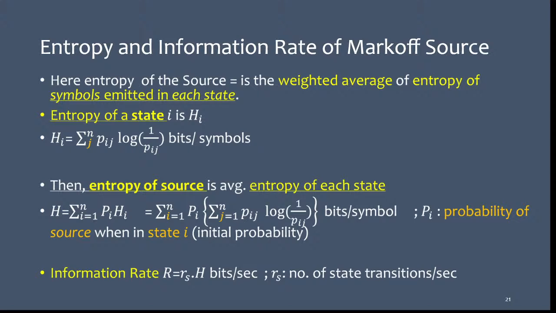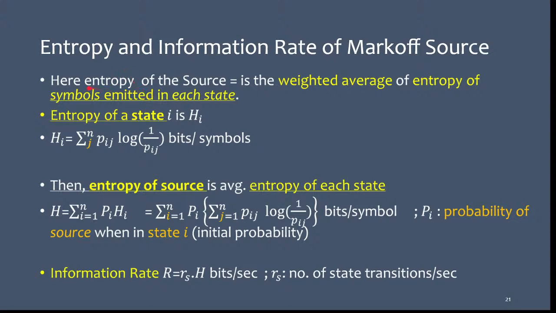Okay, now how to find the entropy or the information rate of a Markov source? We have seen at the beginning how to find the entropy or the information rate if it is an independent source. Now in case of dependent source or Markov source, how to find the entropy and information rate? So it is a little bit complicated here, because we have the transition probabilities and the state probabilities, etc. Those things we need to consider here.